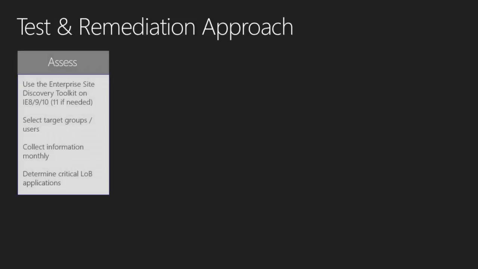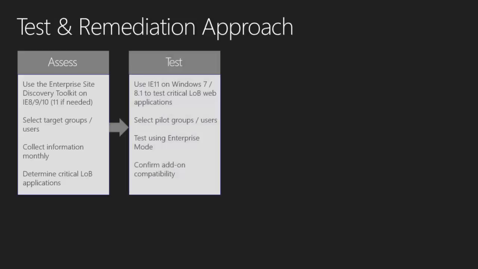So the first one is assessing, using the Enterprise Site Discovery Toolkit. I've got the download links for this included in the blog posts that I've already mentioned, but the URL for those I'll provide at the end of this. You can select those target groups of users, collect the information monthly, and as we've highlighted, determine the critical line of business apps. You don't want to have to figure out every app. It's what are the things that people are actually using that are work related.